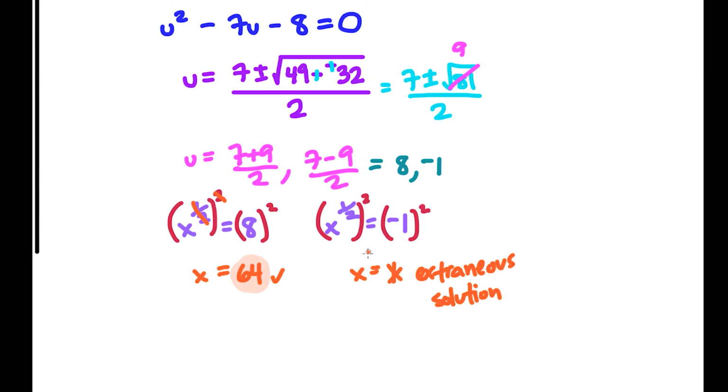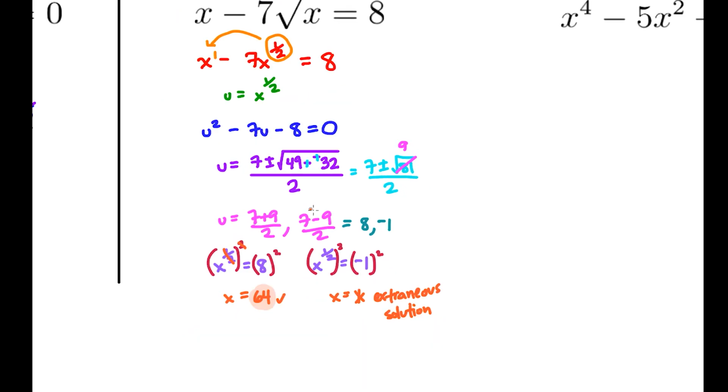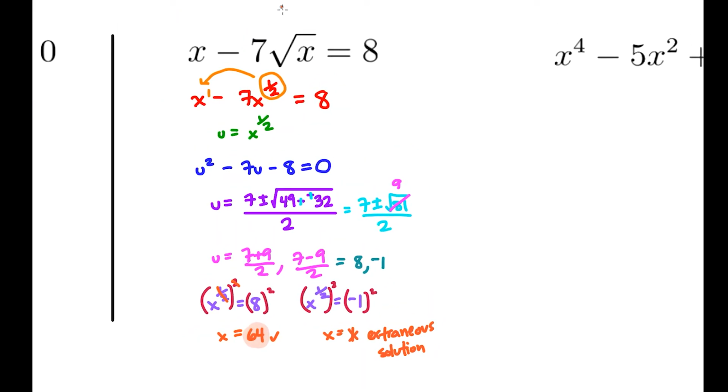Okay? And if you look back at the original problem, you'll notice that the degree of this is 1. Now, it's not technically a polynomial because it's the x to the 1/2 power, but you still do have one solution there. So that's the answer to that one.